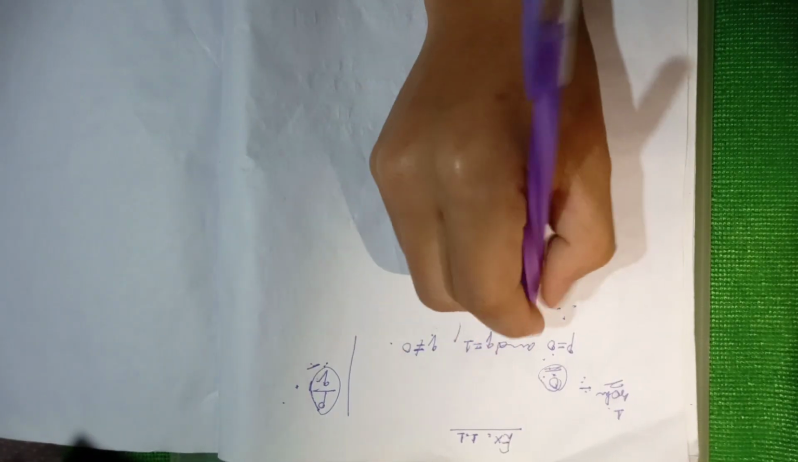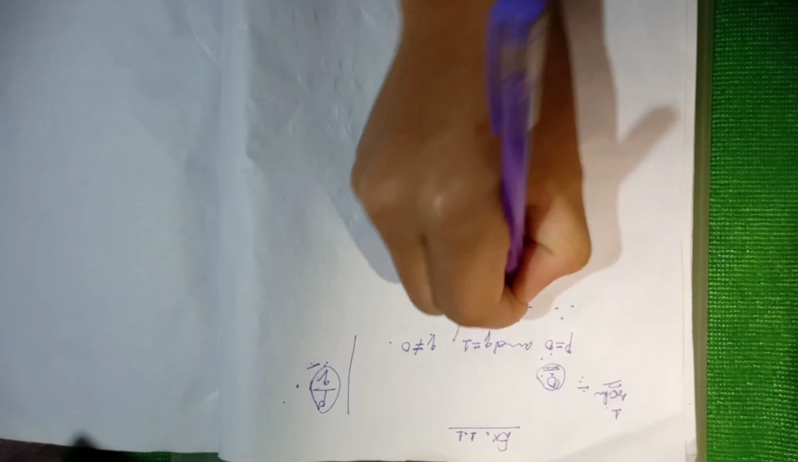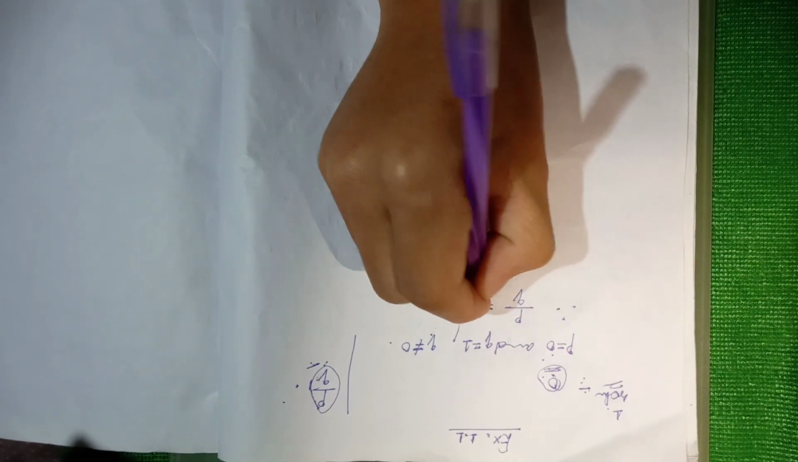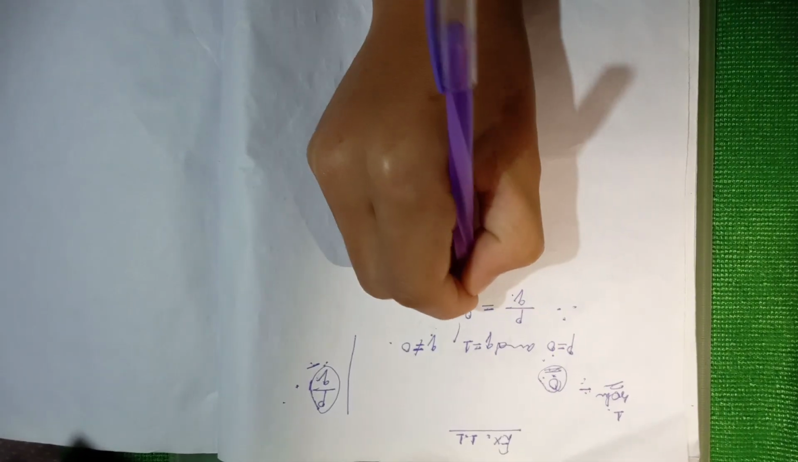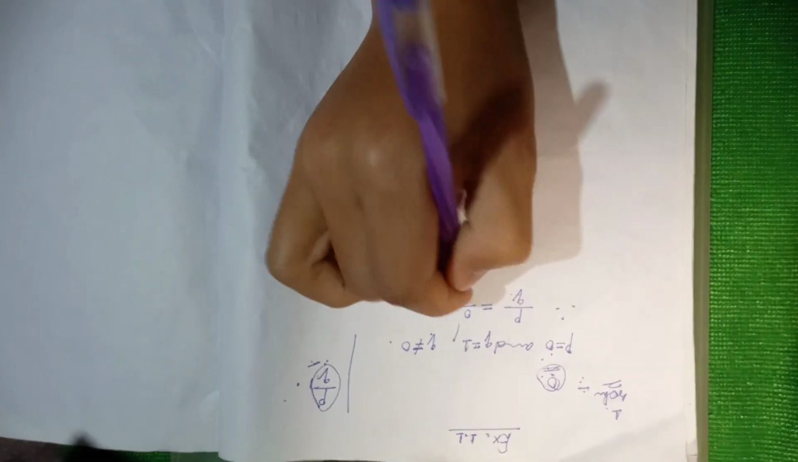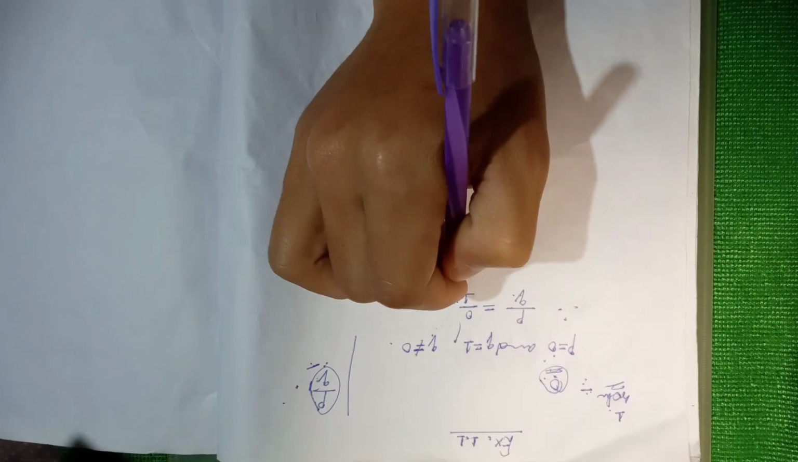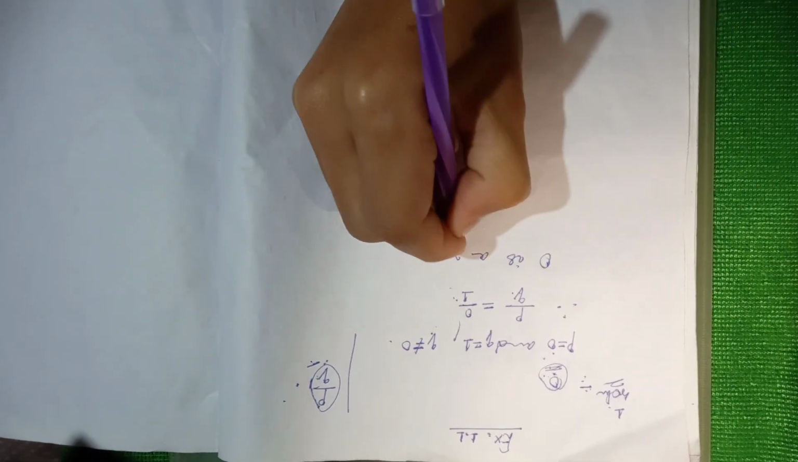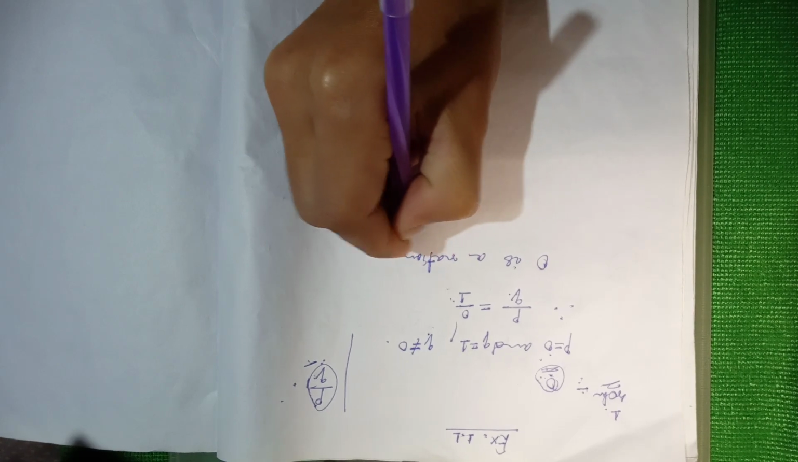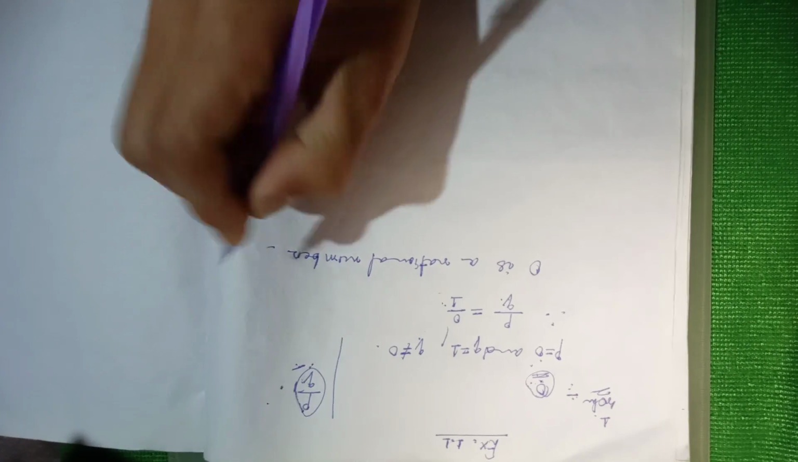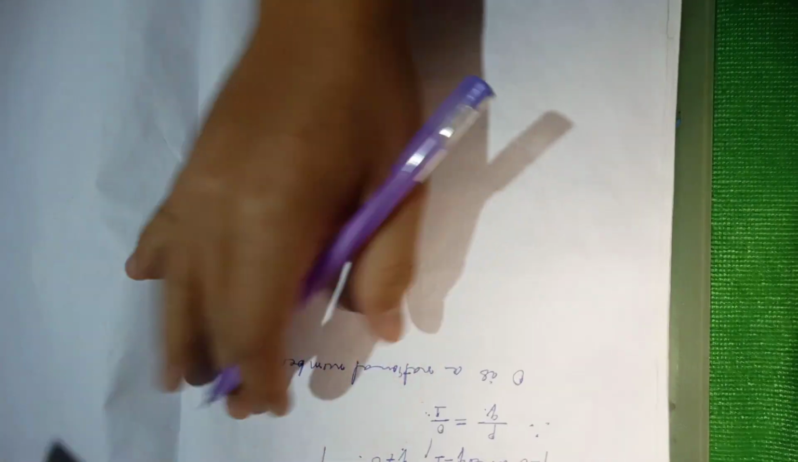It's easy, p by q. This is the condition of a rational number. So the p value is 0, and what is q? q is 1. It already satisfies this condition, so we can say that 0 is a rational number.